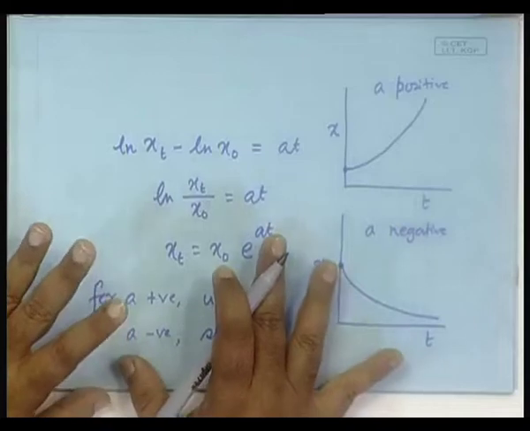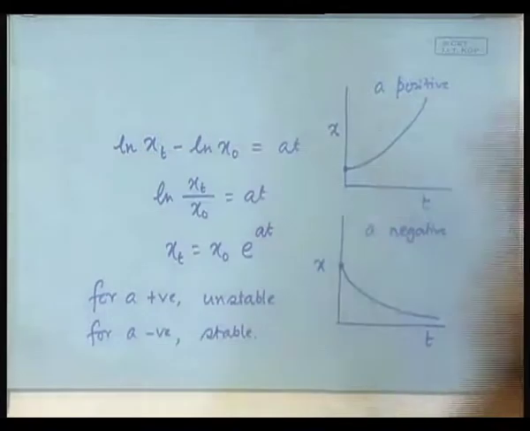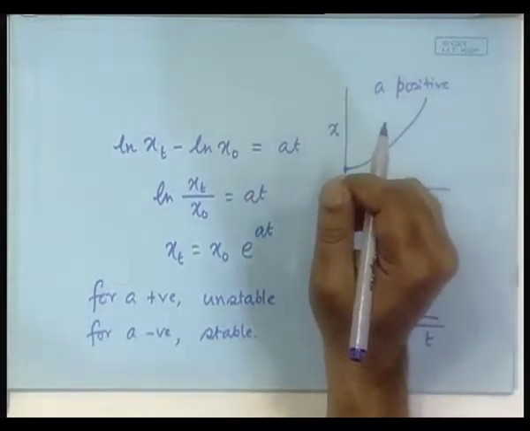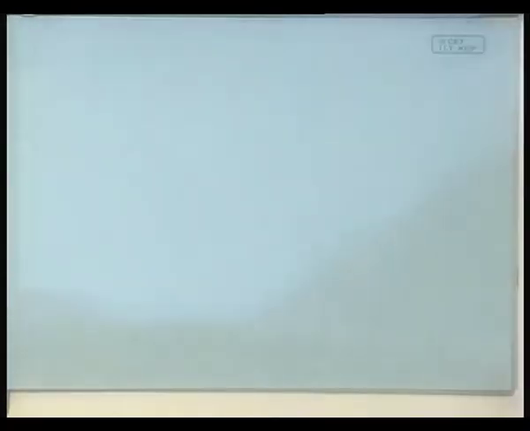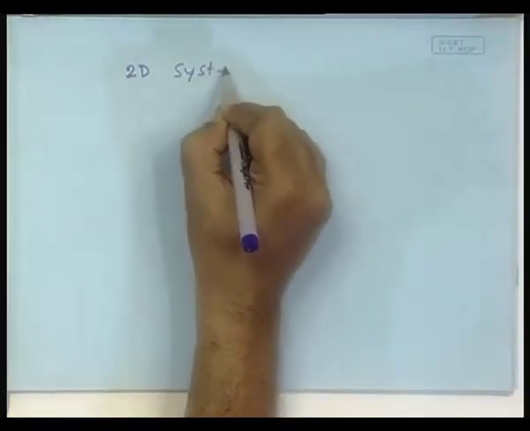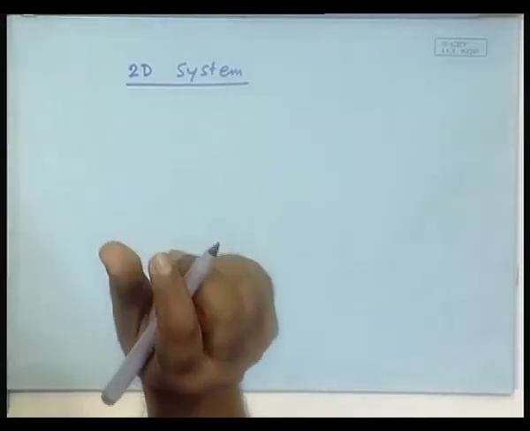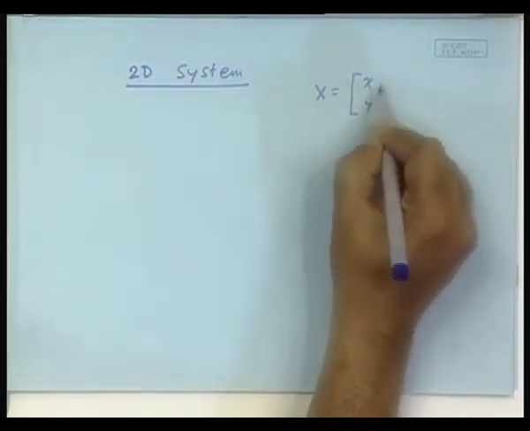This is as yet rather trivial, but we need to understand this because that is what will be extrapolated in higher dimensions. How to do it in higher dimensions? In say 2D, consider a 2D system. In a 2D system, your vector would be x is equal to (x, y).